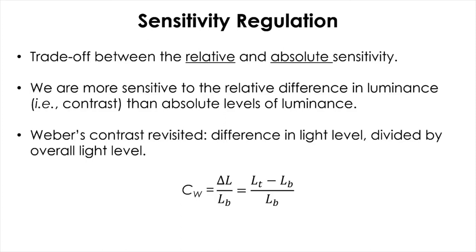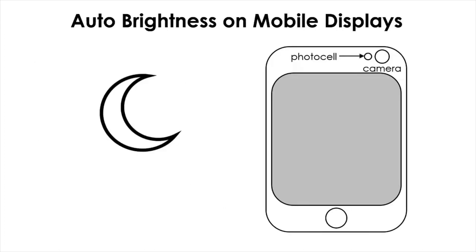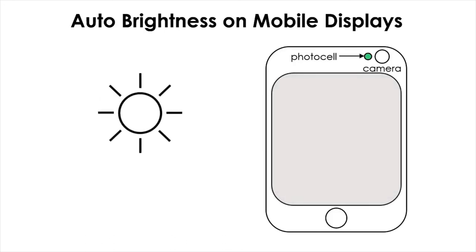So this definition of the Weber contrast we learned last time is a direct reflection of Weber's law. This is the difference in light level divided by the overall light level. Your phone these days would probably have an adaptive brightness function, where the brightness of the display changes according to the background light level, which is detected by the photosensitive diode installed in your phone.